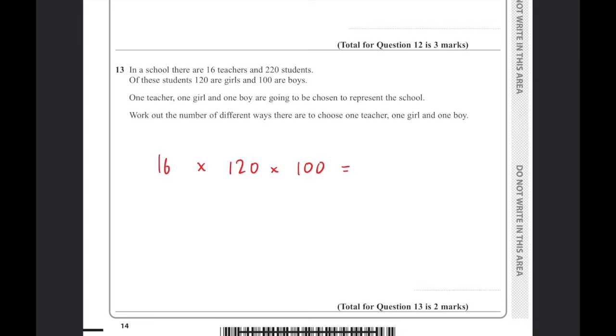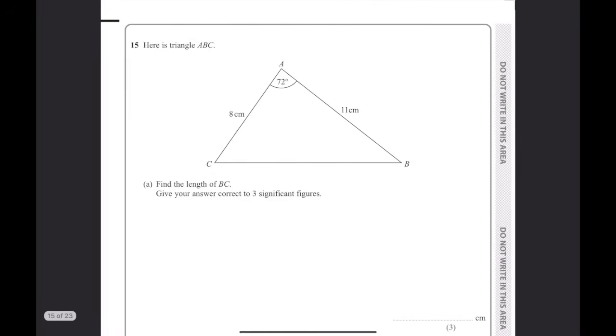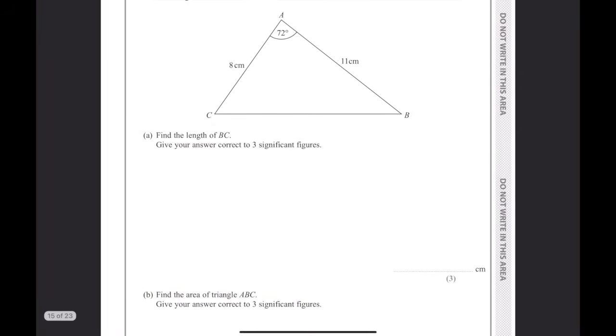And that is going to be 192,000 combinations. So on to our next question. We have a triangle. This is a non-right angle triangle and we need to find BC.